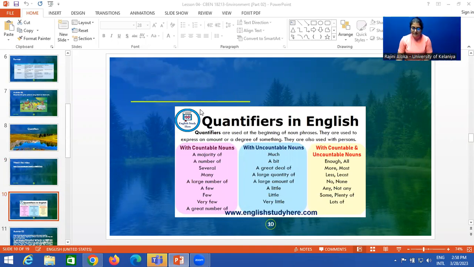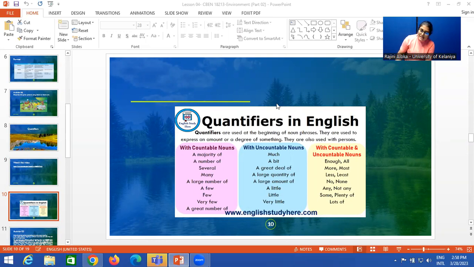Okay, so let's look at this list. With countable nouns, we only talked about too much, too many, and a lot of, how they can be different. Okay, and how too much and too many give a negative connotation. Okay, and a lot of gives a positive connotation.